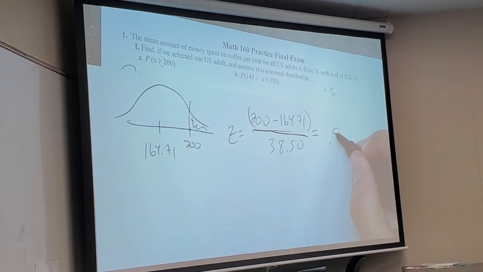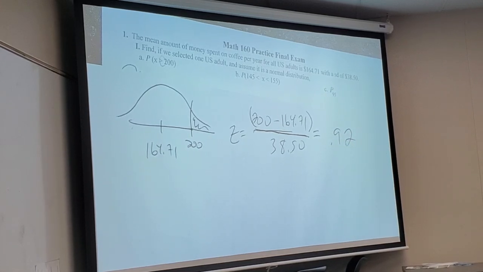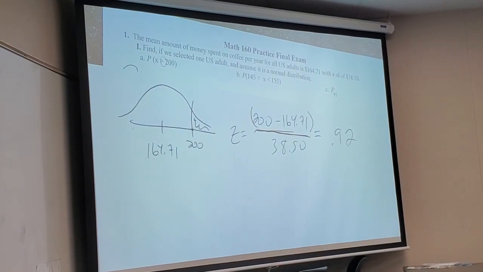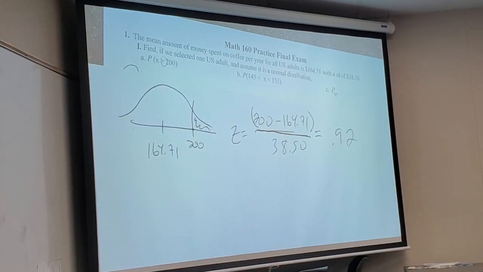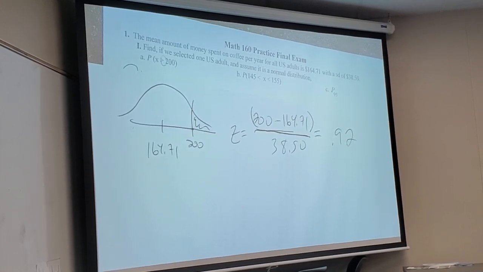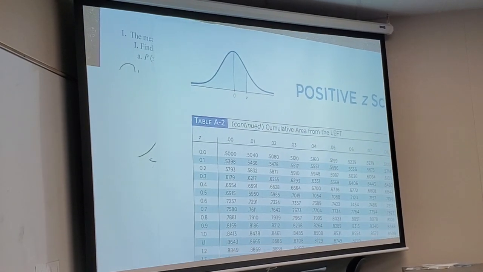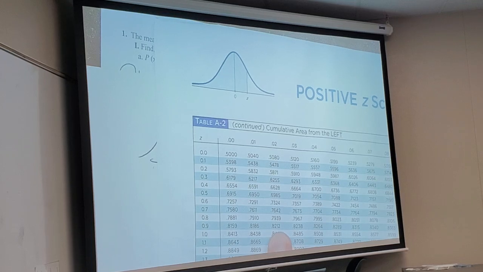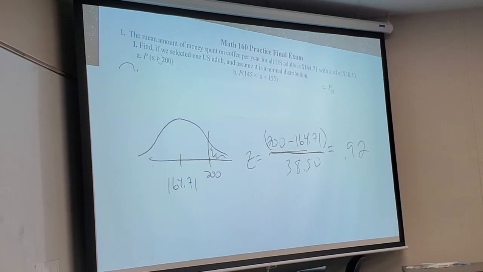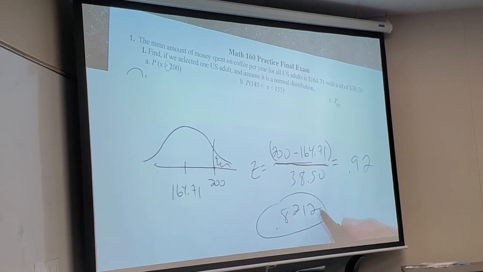So I get 0.92. And why do I always round z-scores to two places? Yeah, the chart only goes to two places. Can somebody look that up for me? What do you guys get when you look up 0.92? 0.8212. Yeah, 0.8212. Is that the answer? Circle that. Yay!